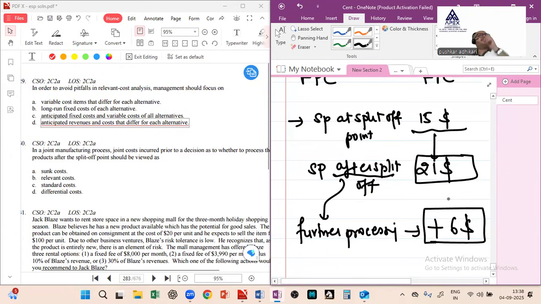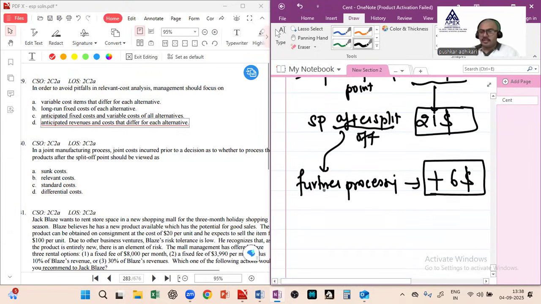Surprisingly, people who have studied USCMA Part 1 will know that this is a part of joint and byproduct costing, which is a part of USCMA Part 1 in the cost management unit. It's coming here also. Can't help it. There are questions on this also over here, and we'll see. It's a commonality. Now, what is the further processing revenue that you got? You got this.